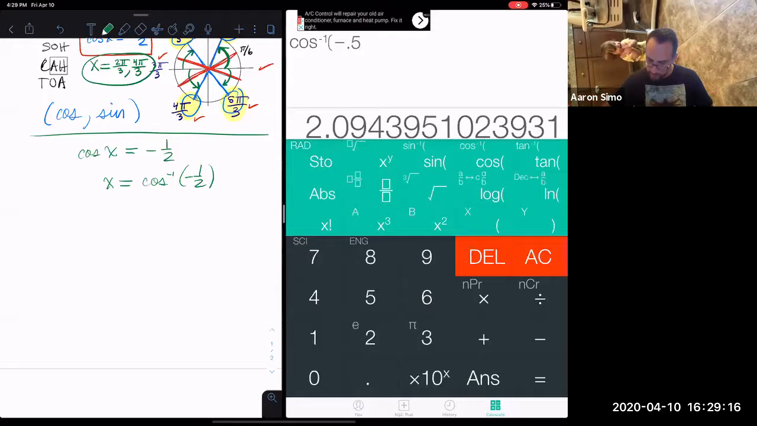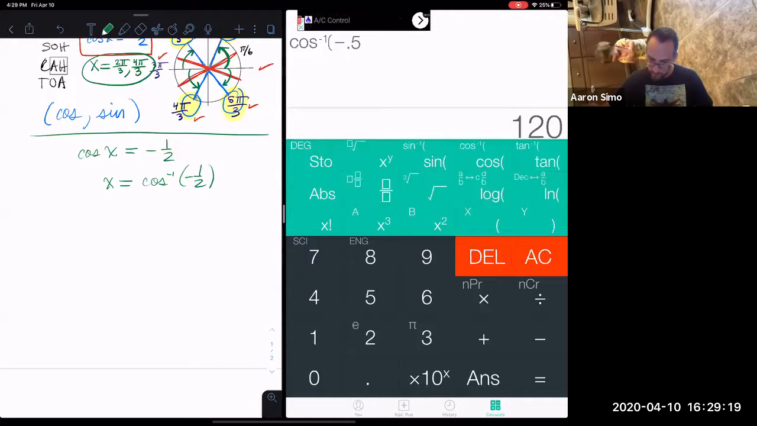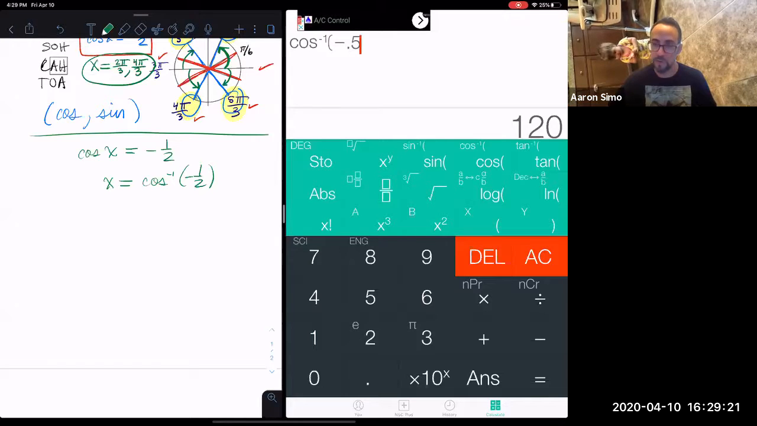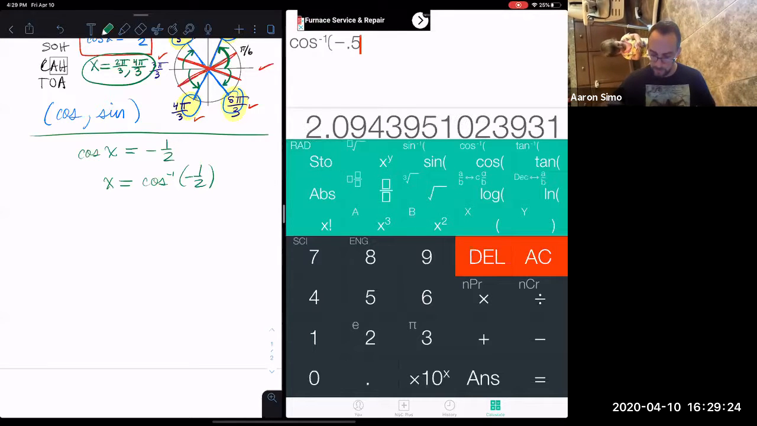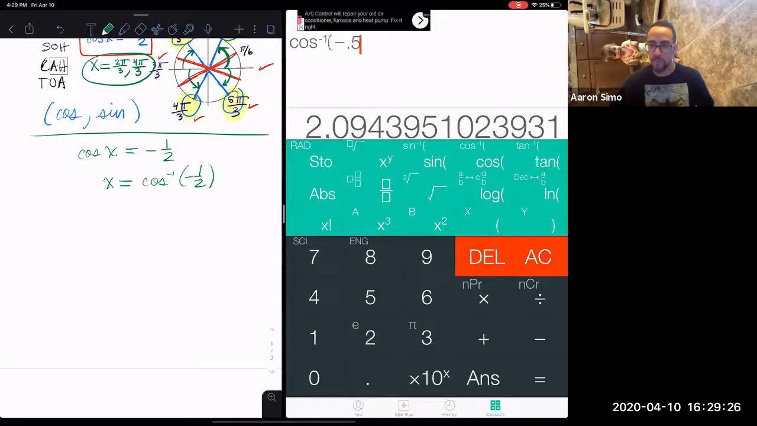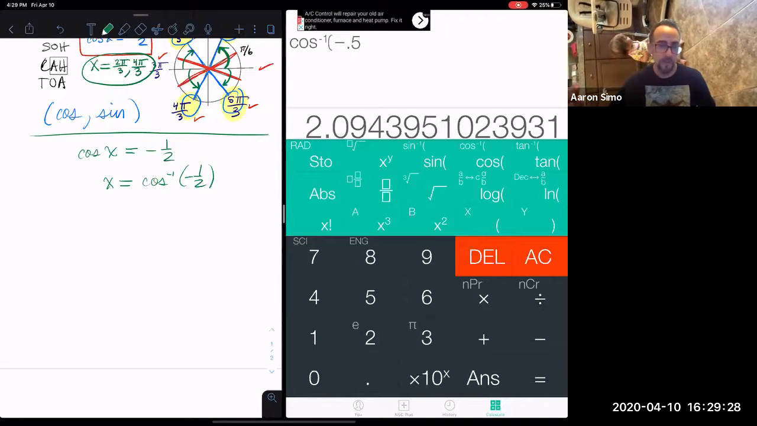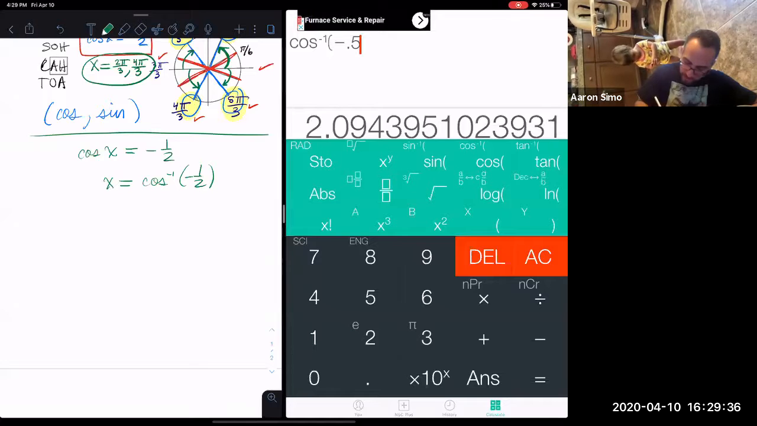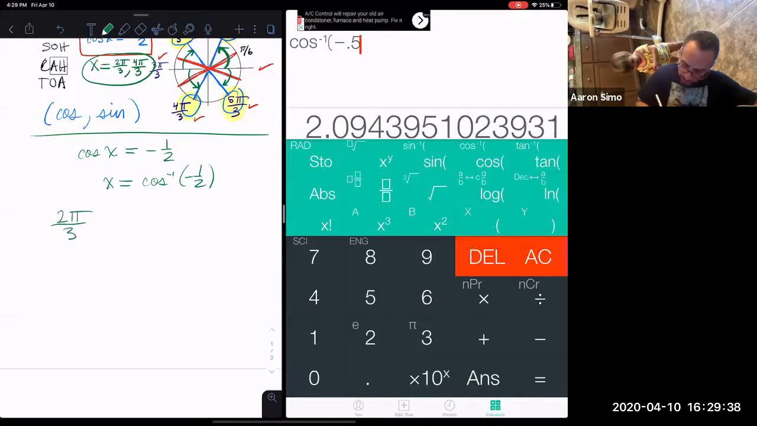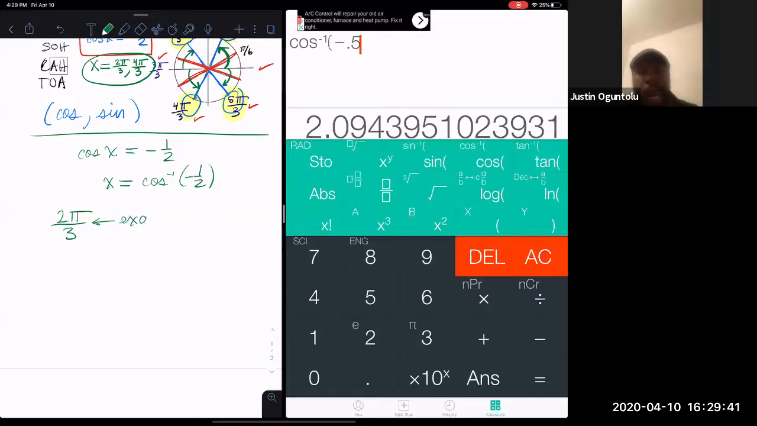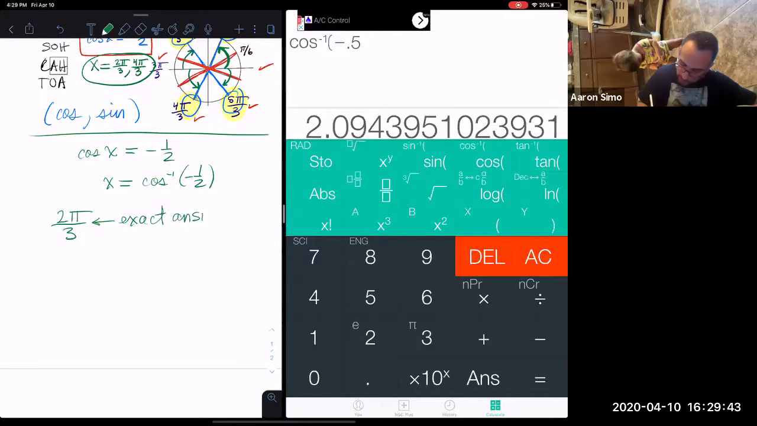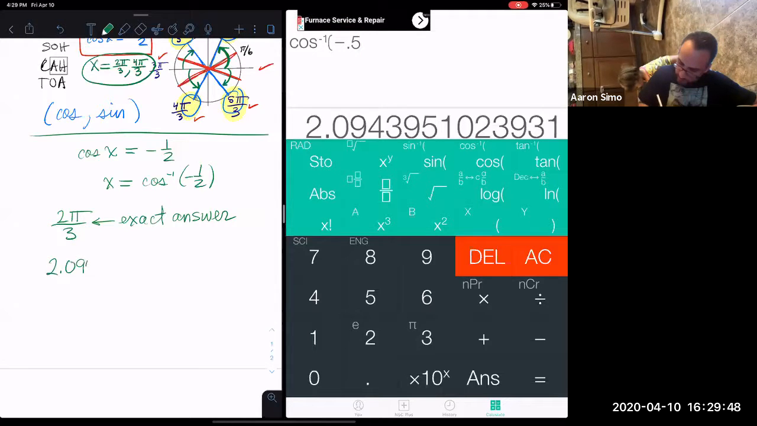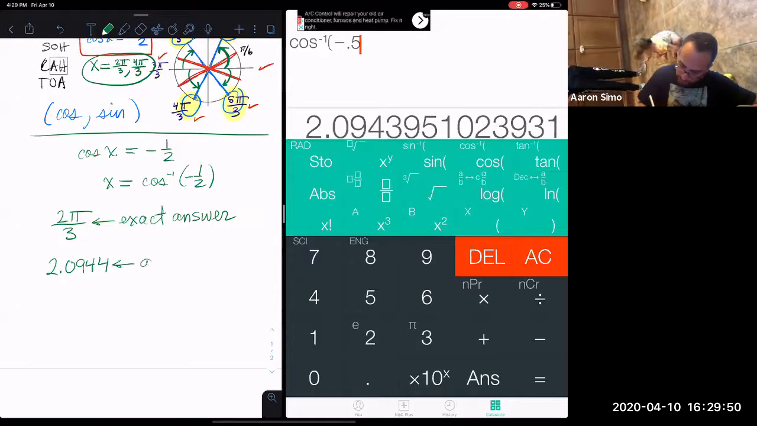Degrees or radians, depends on what mode you're in. If you're in degrees, it's going to give you 120 degrees. If you're in radians, it gives you that radian value, but it's not going to give you the pi that you need. And we kind of want the exact answer. So we say that 2 pi over 3 is an exact answer. Your teacher probably wants you to give the exact answer, but 2.0944 is like an approximation.